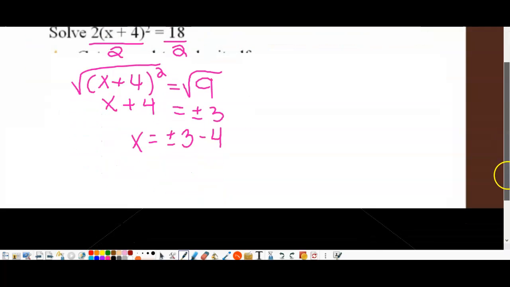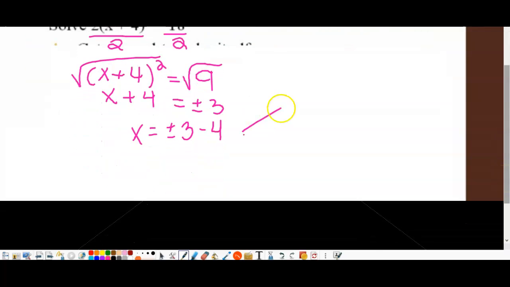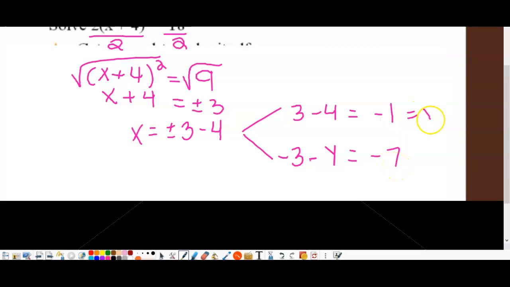So what you have to do is sort of split this into taking the positive 3 minus 4 and the negative 3 minus 4. So positive 3 minus 4 is negative 1. Negative 3 minus 4 is negative 7. So you have your 2 x's.